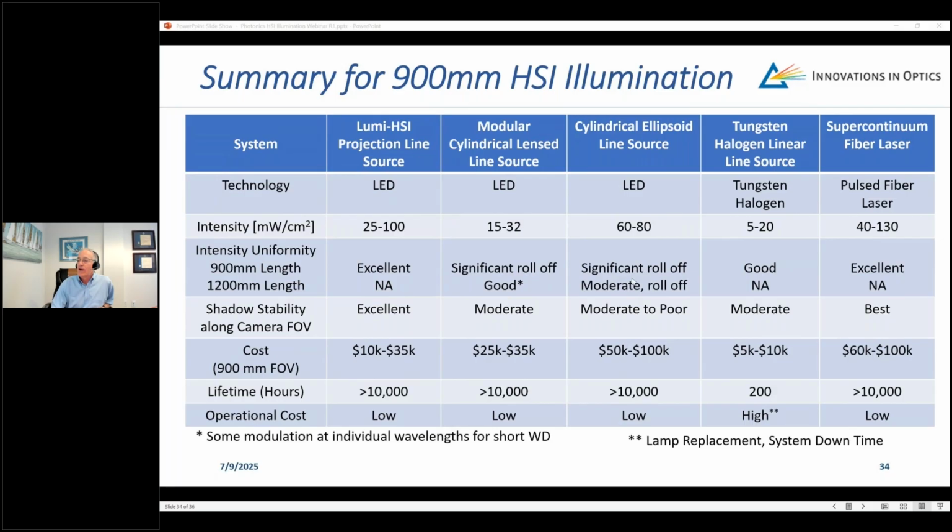Cylindrical ellipsoid rolls off even for long length, so you'd have to go much longer to have no effective roll off. But it does have high output, so that can counter some of that roll off, but relatively high system cost. Tungsten is relatively low system cost, but again, that's the upfront cost. The operational costs are very high.